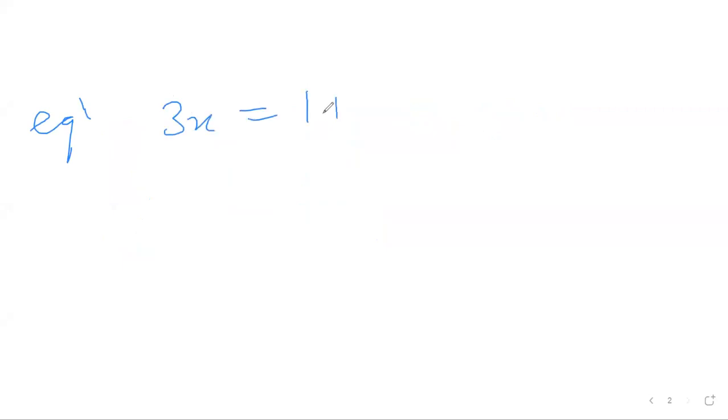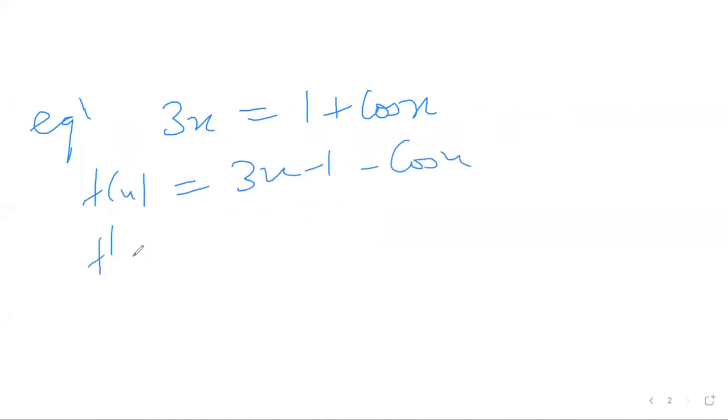3x is equal to 1 plus cos x. Now this is your f(x). f(x) will be equal to 3x minus 1 minus cos x. Your f dash x will be equal to 3 plus sin x, right? And the Newton-Raphson method goes like x, right?